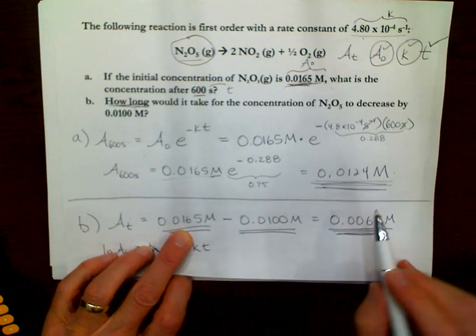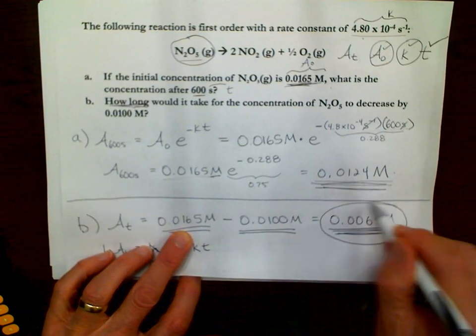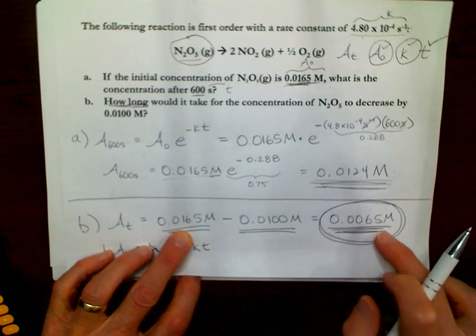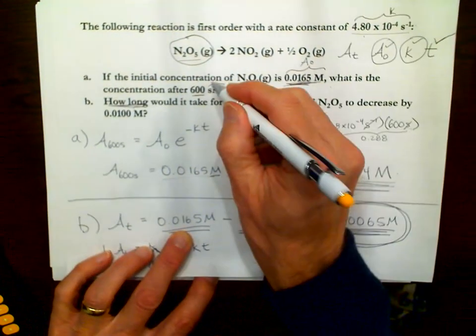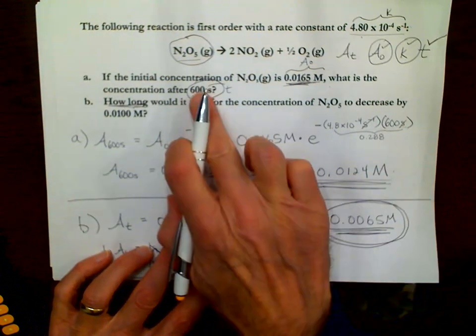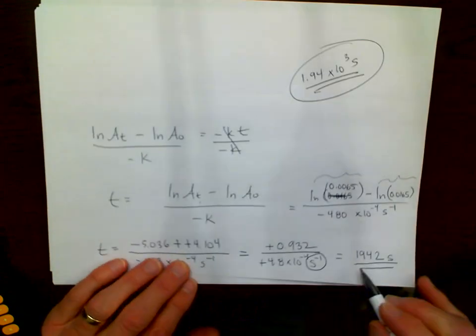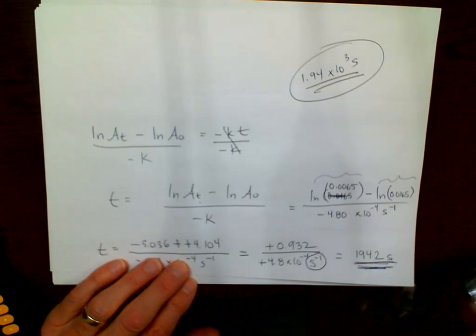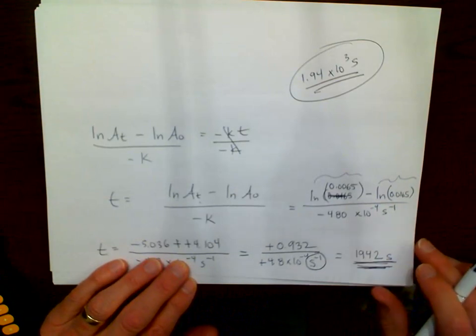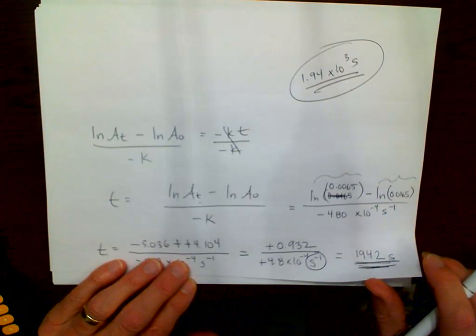Notice we decreased to a lower concentration here, so it should take more time. It did. It took more time than 600 seconds, right? It took 600 seconds to get us here, and it looks like it's going to take almost another 1,300 seconds to get us the rest of the way. Okay, that's a first order problem. Two first order problems, actually.